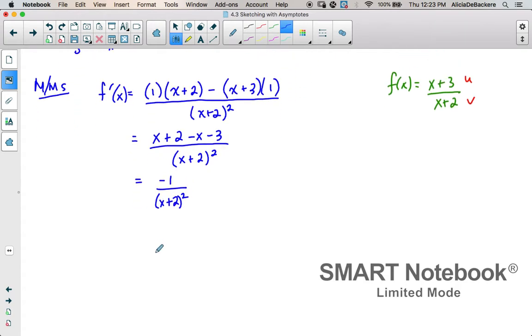Okay, so to find our critical numbers, we want to know where this thing equals 0. When I look at this, I've got a fraction here, and I want to know when the fraction equals 0. So really I want to know when the numerator is equal to 0. Well, that numerator, negative 1, is never going to equal 0. So I'm going to say that f prime of x equals 0 has no solutions. And again, that's because the numerator will never equal 0.